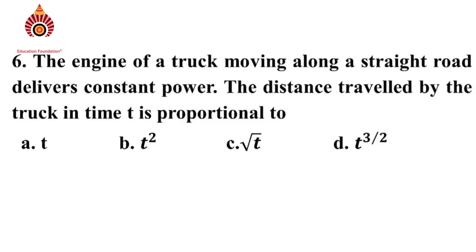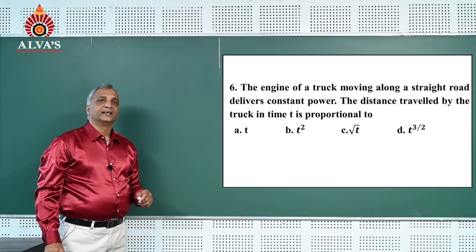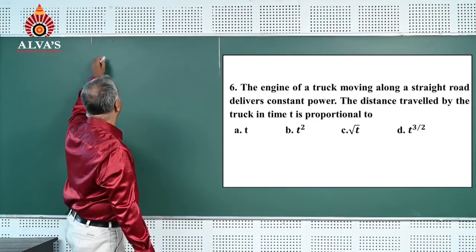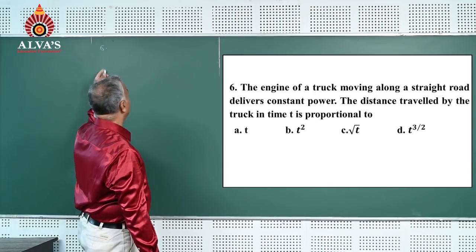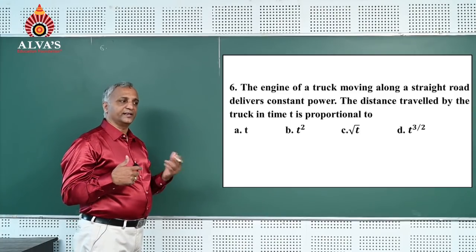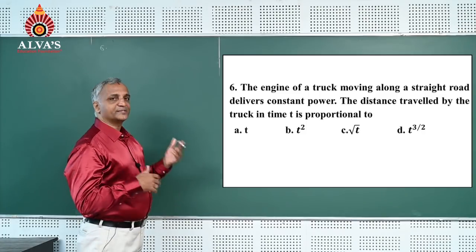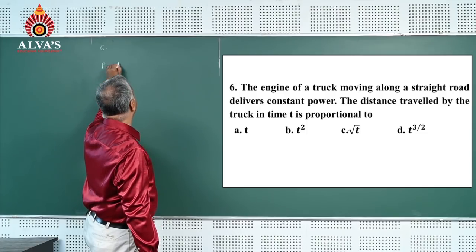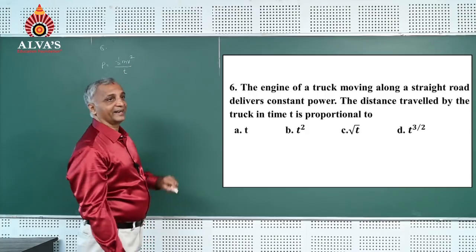The engine of a truck moving along a straight road delivers constant power. The distance traveled by the truck in time t is proportional to. Here it delivers a constant power, and we know that power is nothing but work done or energy per time, and when it is moving, the energy is nothing but kinetic energy. So I'll write power is equal to half mv square divided by time.